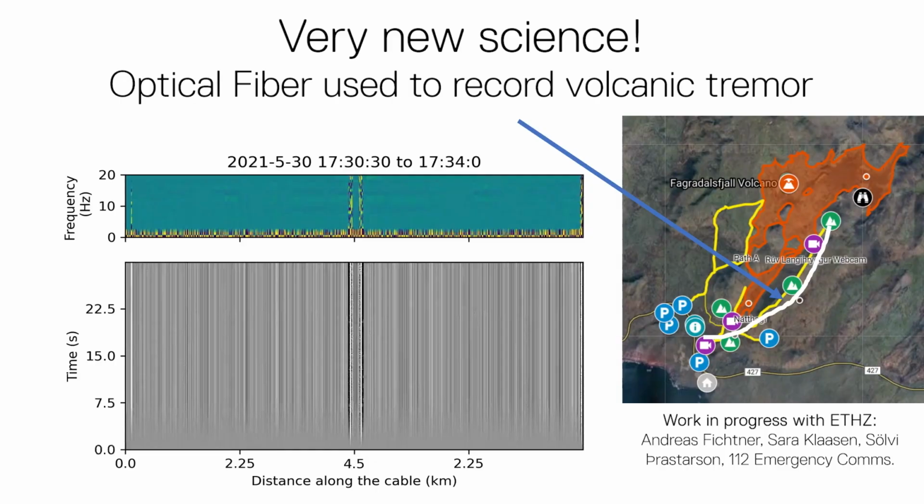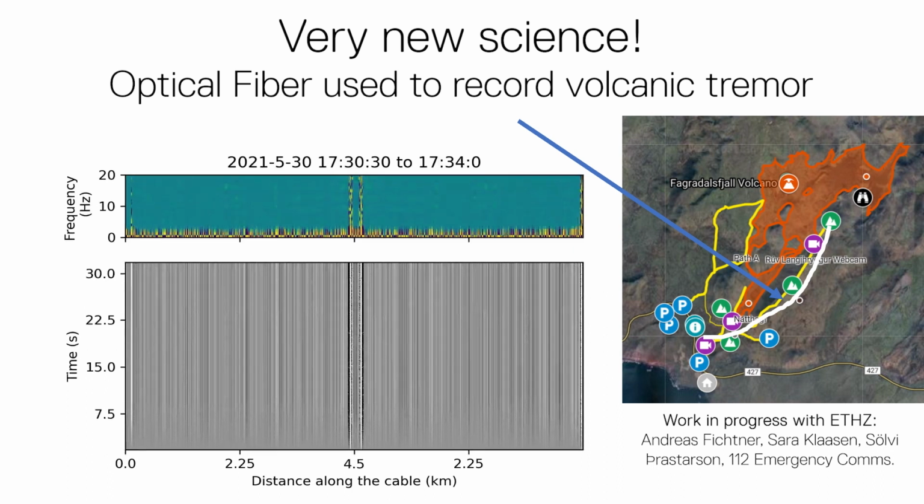At the end, I would really like to show you some new science that we are looking into. And this is using fiber optic cable instead of a normal seismometer. So we are using the cable to measure the seismic tremor. In cooperation with ETH, we used a cable that goes from the parking lot up to Langihryggur, and you see it here on the map with a white line.